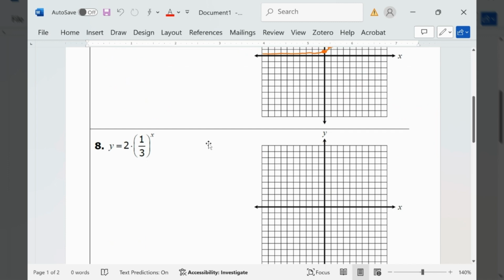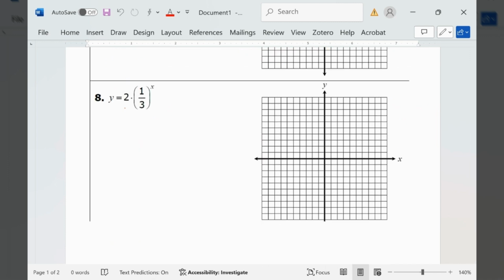Now let's look at question number 8. Question number 8 says y equals 2 times 1/3 raised to x. So my a is equal to 2. My b is smaller than 1, or less than 1. It's just 1/3. So b is equal to 1/3. So let's graph this. So my a is on 2. That's my a. a equals 2. But since this is smaller than 1, this is a decay.